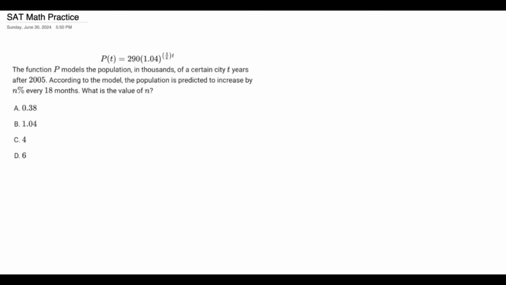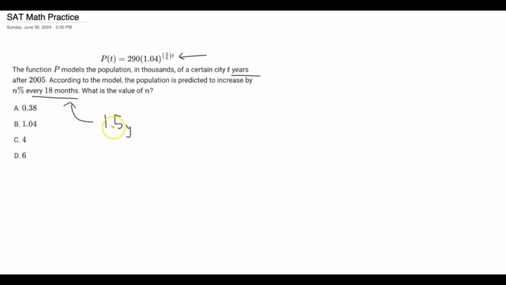Function P models the population in thousands of a certain city 2 years after 2005. According to the model, the population is predicted to increase by n% every 18 months. What is the value of n? All right, so first off, we want to know how much it increases every 18 months, but in our equation, t is represented by years, and so we want to convert this 18 months to years. So 18 months is just 1.5 years, right?